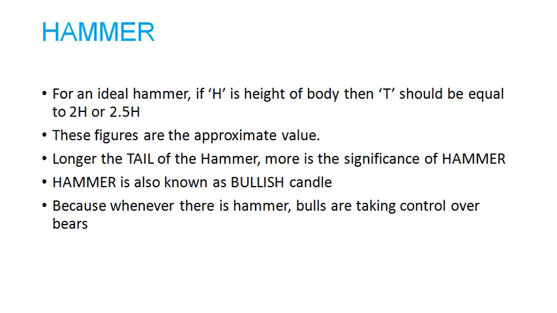For an ideal hammer, like I said, if h is the body, then the tail should be 2h or 2.5h. These are approximate figures. The longer the tail of the hammer, the more significant the hammer. It's known as a supremely bullish candle, because whenever there is a hammer in the market, the bulls are basically taking control over the bears. So we need to watch out for hammers in the market.